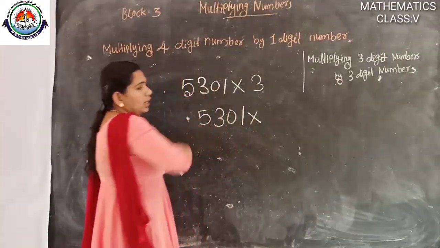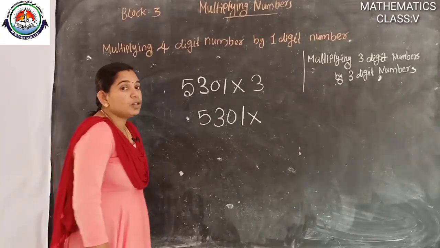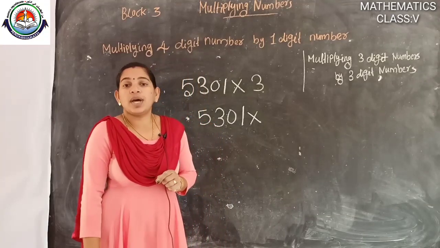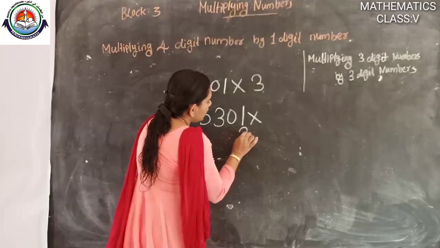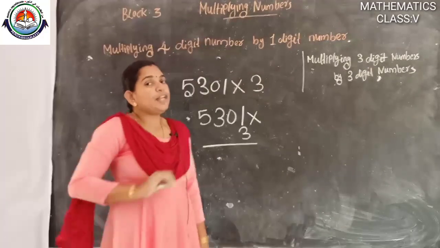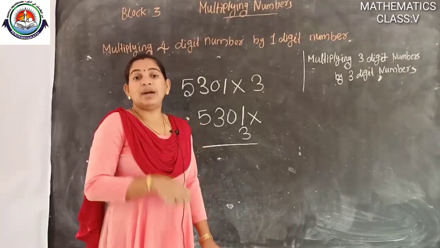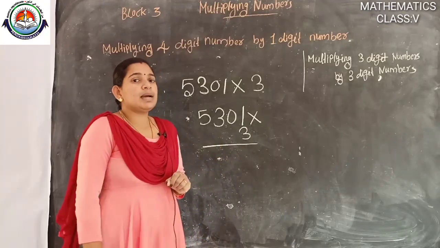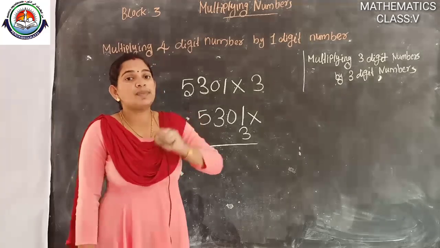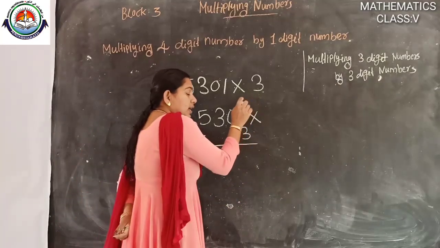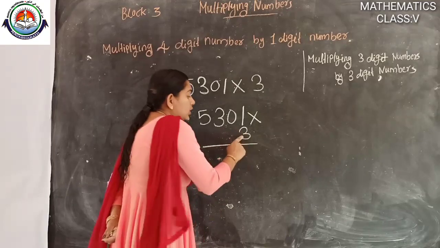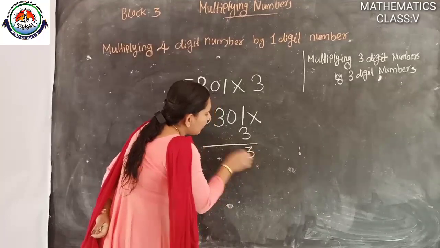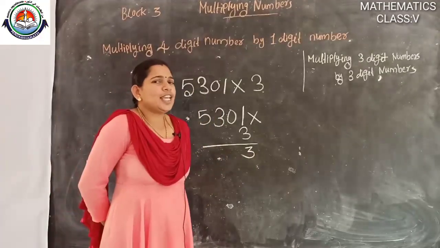Then where do we write 3 down? In the ones place we arrange 3. So 3 here. Then what do we do? Each digit we want to multiply with 3. Which digit do we multiply first? The ones place digit, which is 1. So 3 into 1, what is the value? Yes, 3.